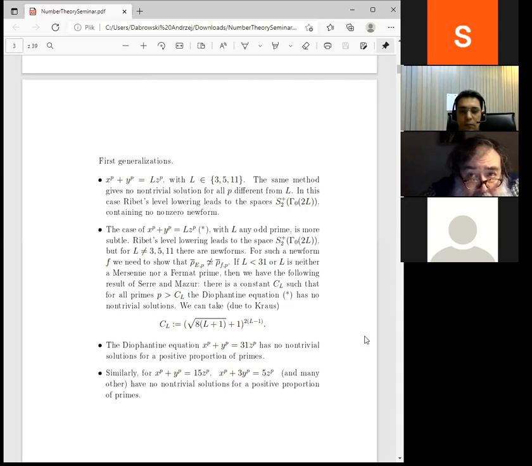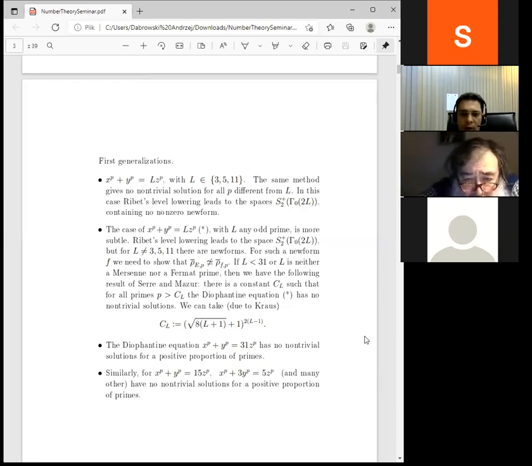It can be proved if l is less than 31, or l is neither a Mersenne nor a Fermat prime, and for primes p sufficiently large. It's a result of Serre and Mazur, and an explicit constant was calculated as well by the method of Darmon and Kraus. We can make it explicit. So it's a kind of asymptotic Fermat result.